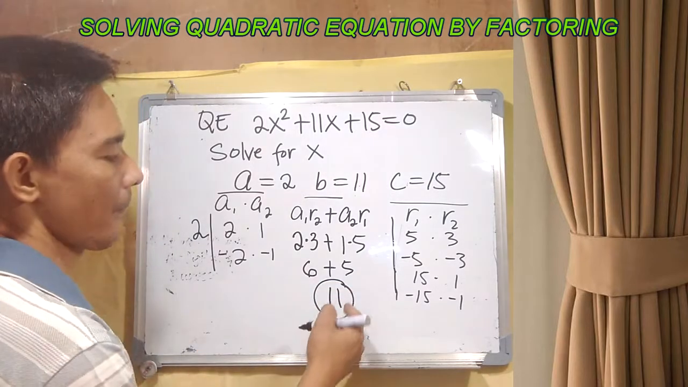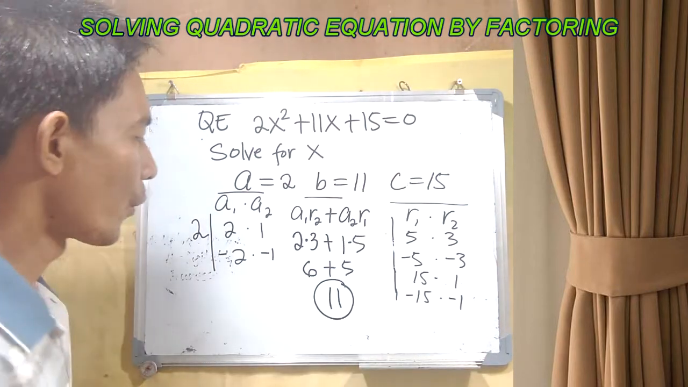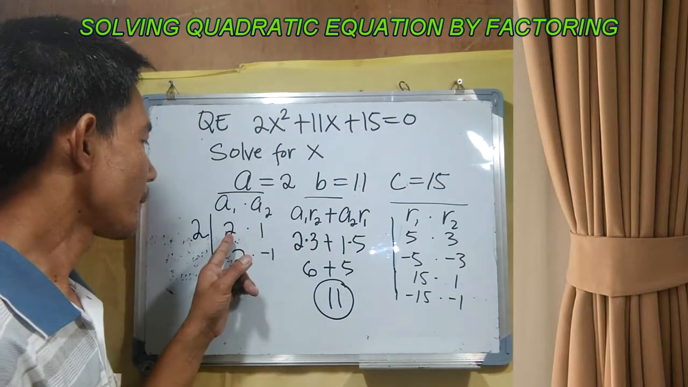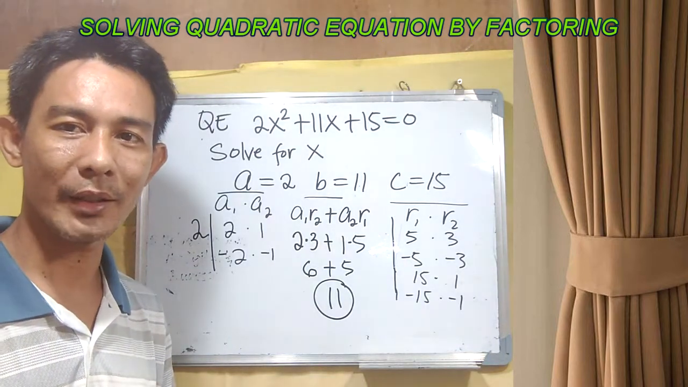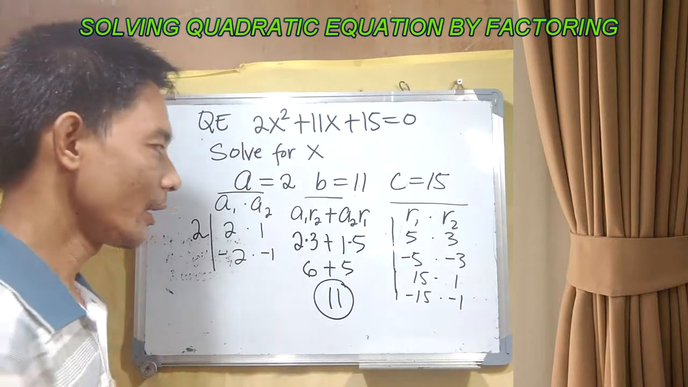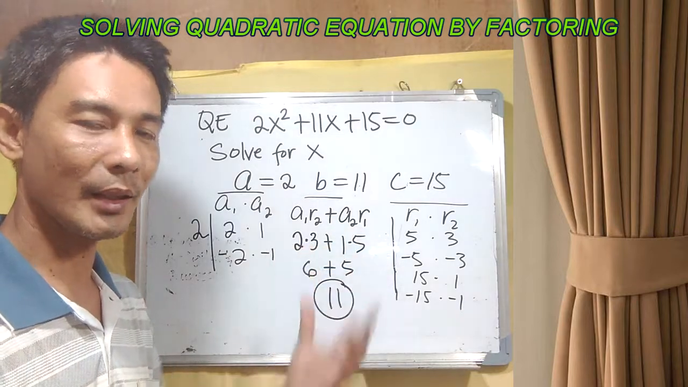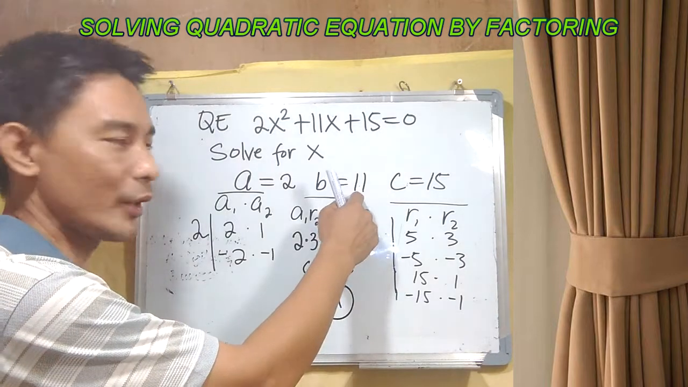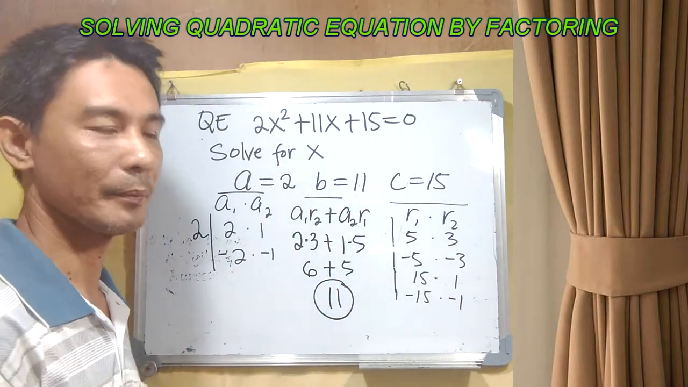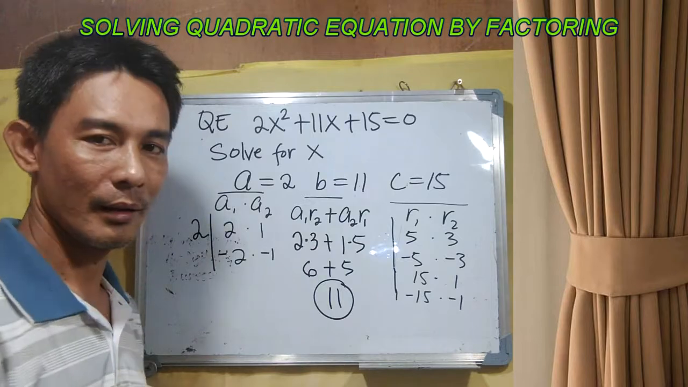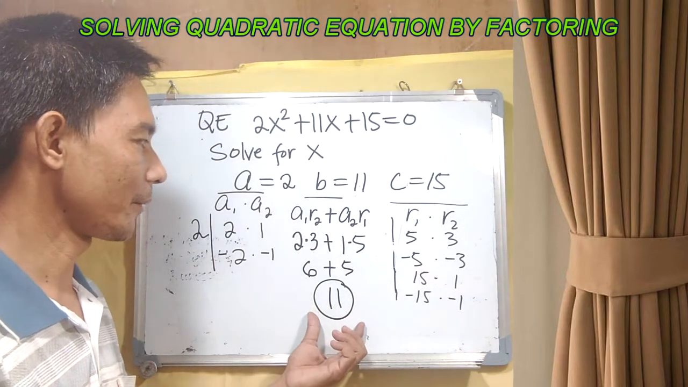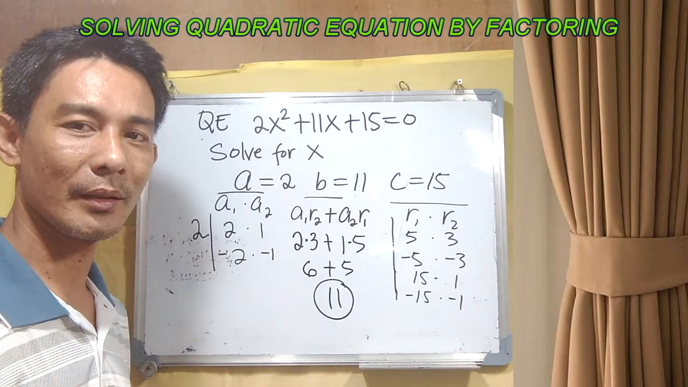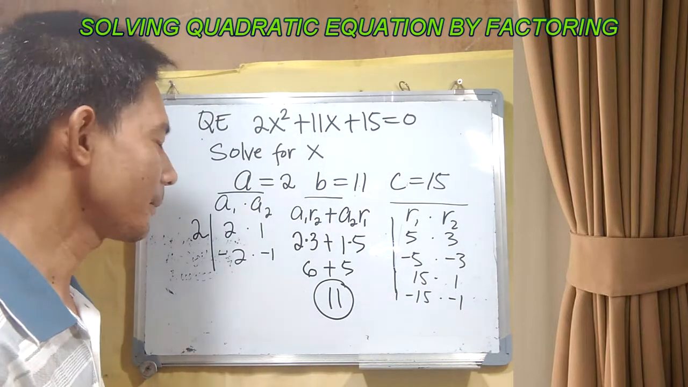So therefore, we are correct in selecting the factors of our leading coefficient and the factors of our constant, in which the sum of their products is equal to the middle term, or the numerical coefficient of the linear term, which is the value of b, which is 11. I hope you followed our solutions or our steps.